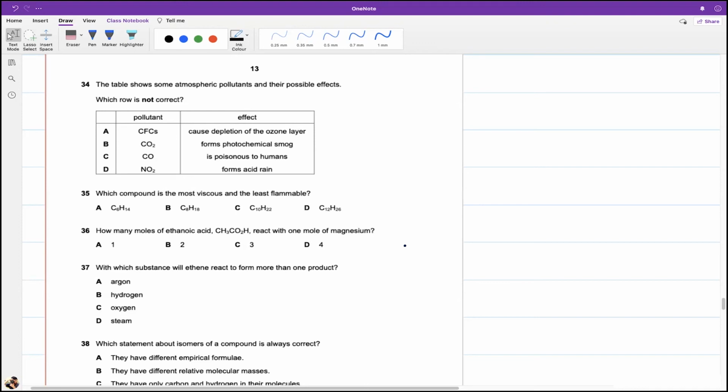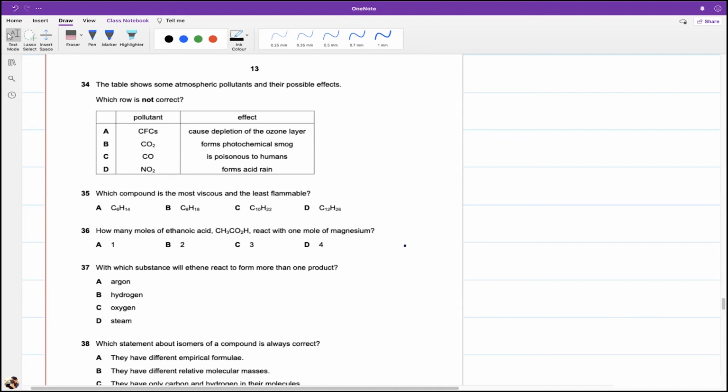How many moles of ethanoic acid will react with 1 mole of magnesium? So magnesium is in group 2, but ethanoic acid gives 1 H positive. So the ratio is going to be 2 to 1. So you'll need 2 of ethanoic acid to react with 1 mole magnesium. So 2 to 1.